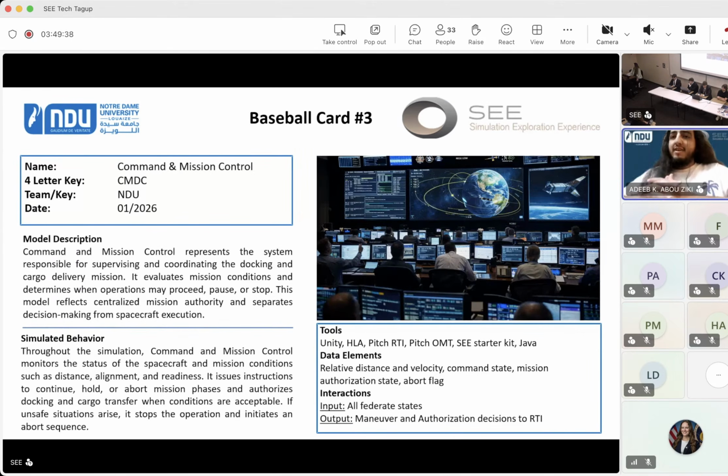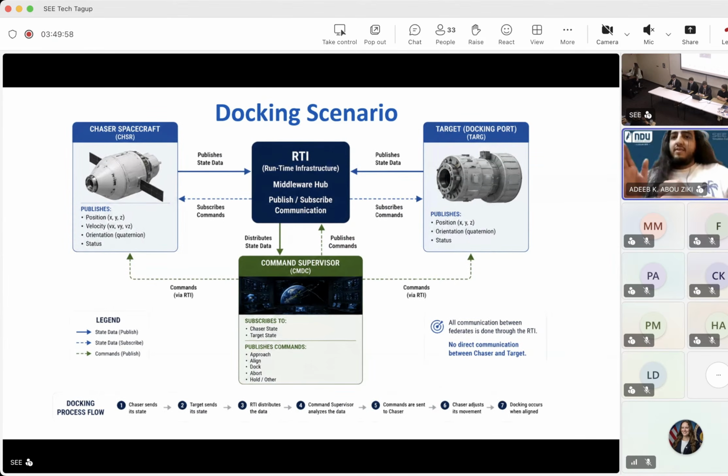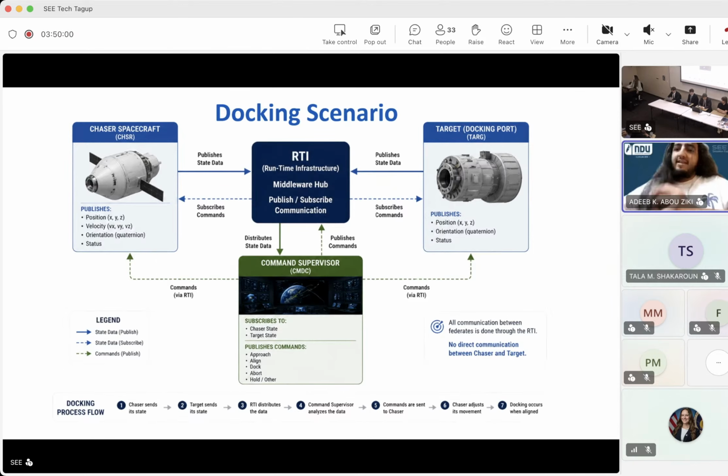And this is our third and final component. It's the brain of the simulation. It's the command and mission control, and it monitors all the mission conditions, decides whether the docking process should continue, pause, or abort in order to maintain the mission safety. And now I'd like to hand it over to my teammate, Tala.